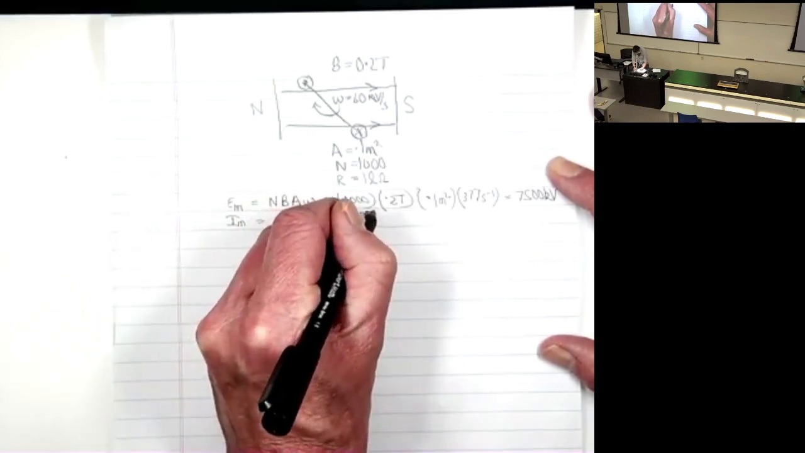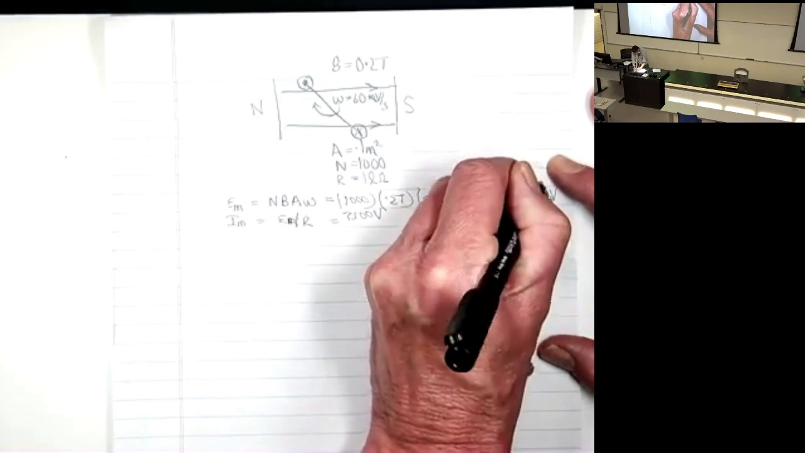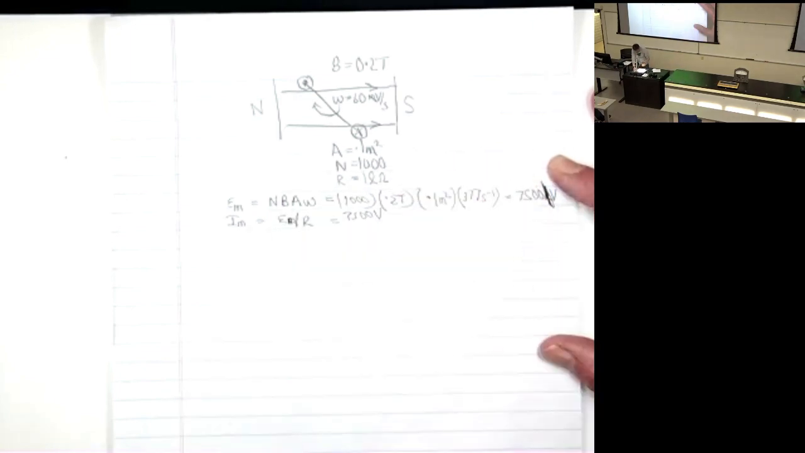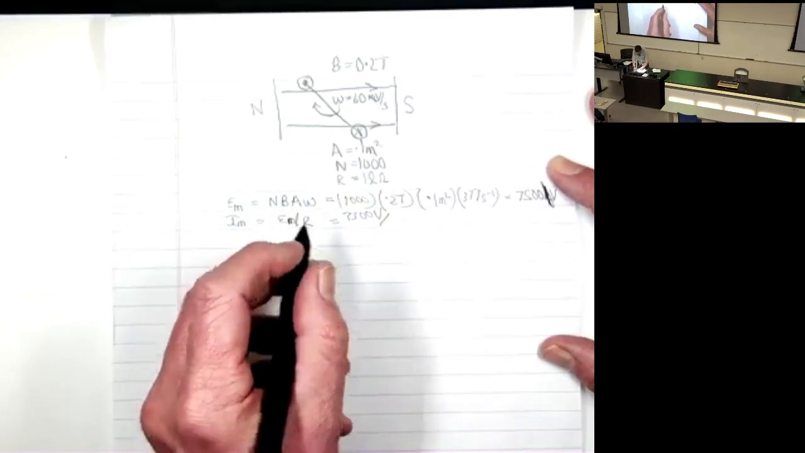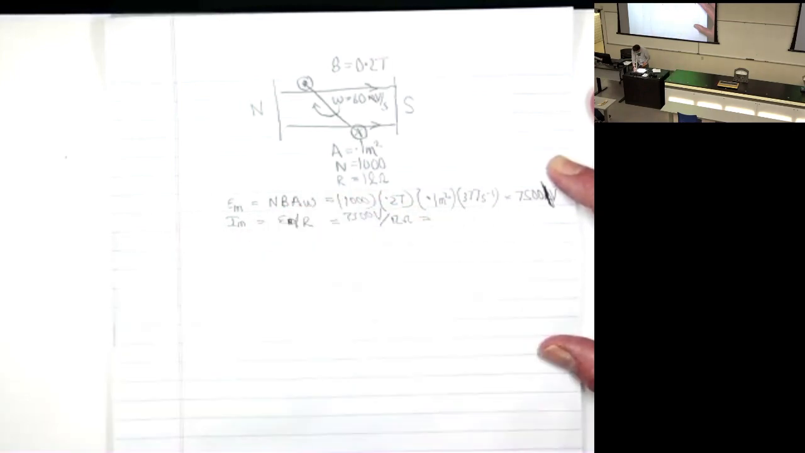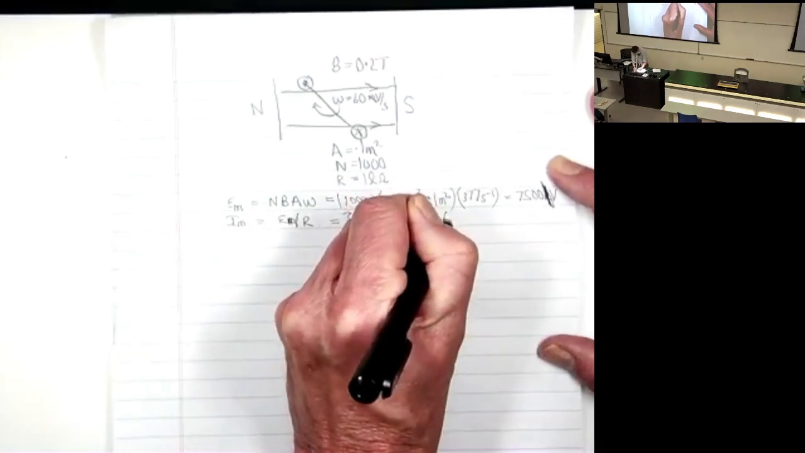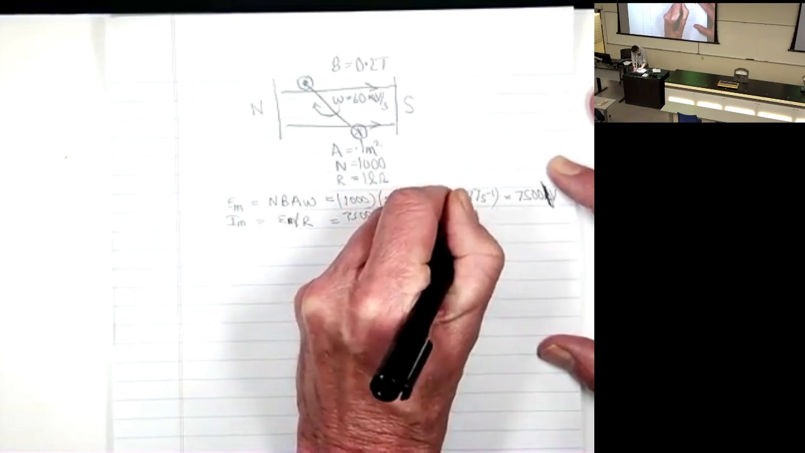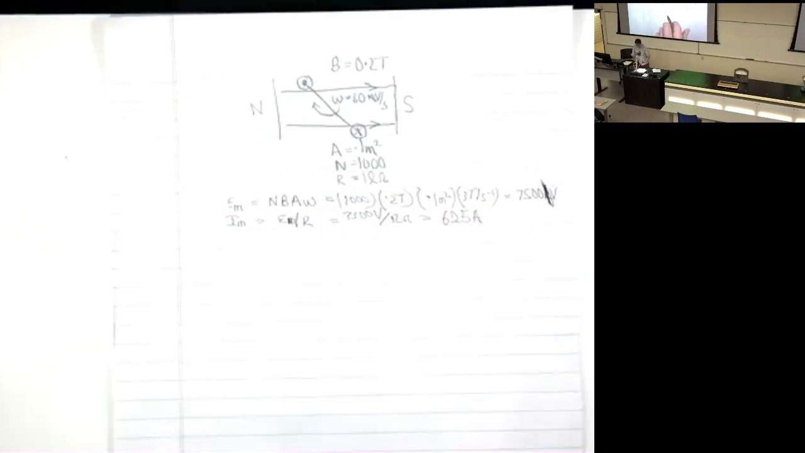7,500 volts. This is wrong. Kilovolts. It is 7,500 volts. 7,500 volts divided by how many ohms? 12 ohms. And I've already done that too. 625 amps.